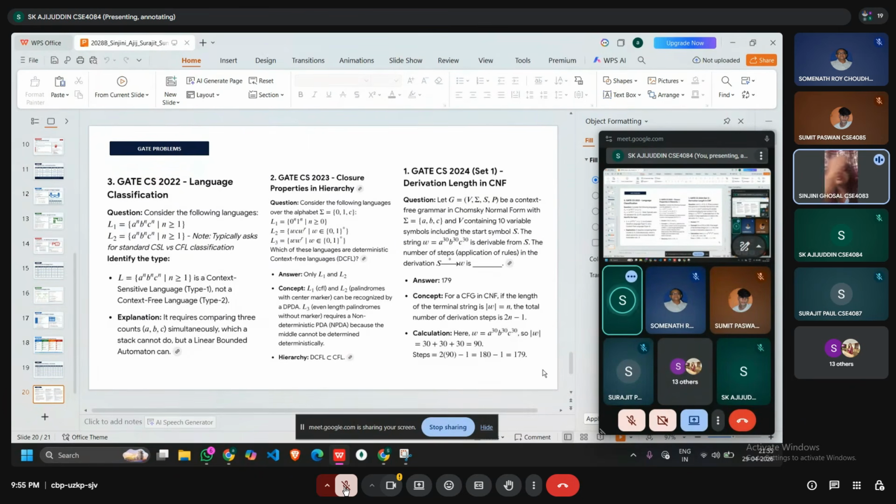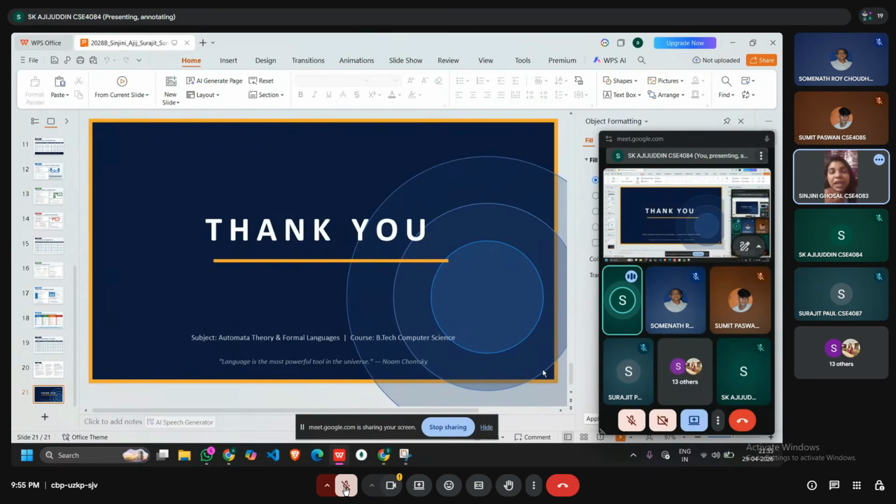So I'd like to conclude. To conclude, the Chomsky hierarchy gives us a clear way to classify different types of languages based on their complexity and the computational models required to recognize them. By analyzing the patterns and dependencies in a language, we can directly determine its grammar type and the appropriate automaton. With this, we come to the end of our presentation. Thank you so much, sir, for your time and attention.